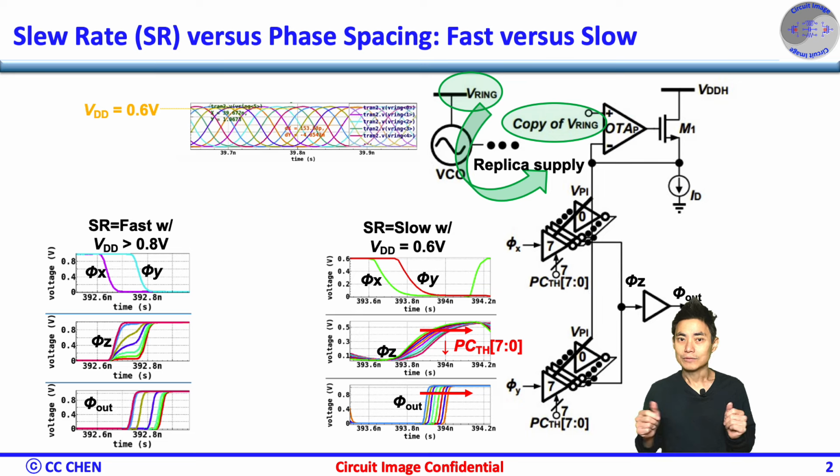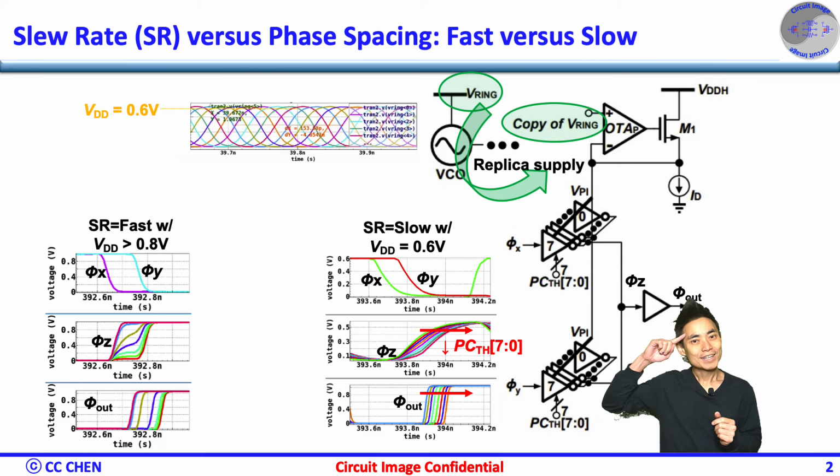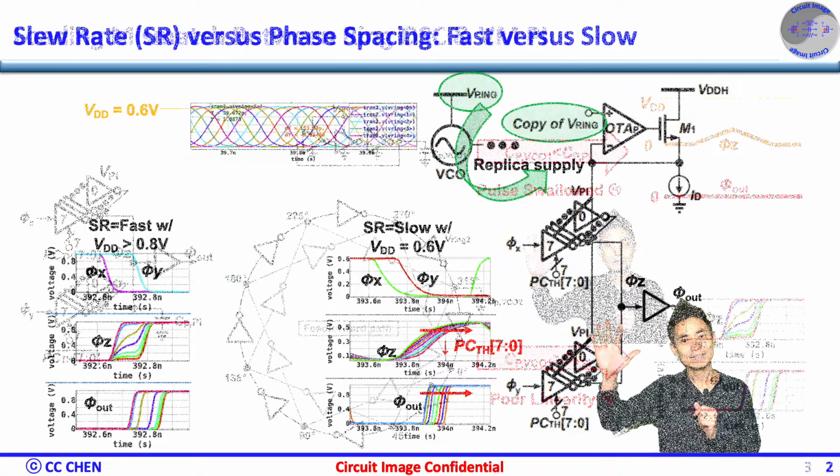Hopefully, if your server has a ring oscillator-based PLL as your clock source, then the replica supply of a ring oscillator comes almost free with no extra power penalty. Is our last statement true? Think about the mismatch image for 5 seconds.